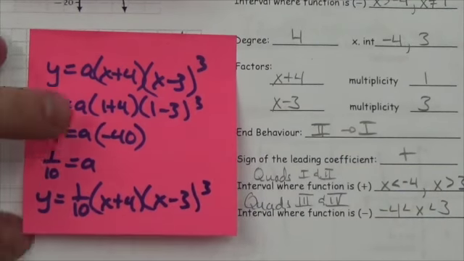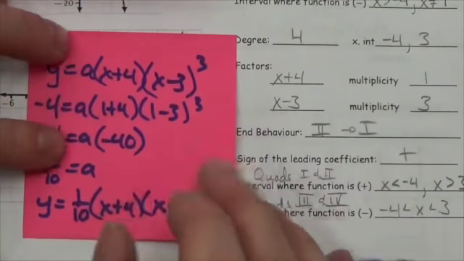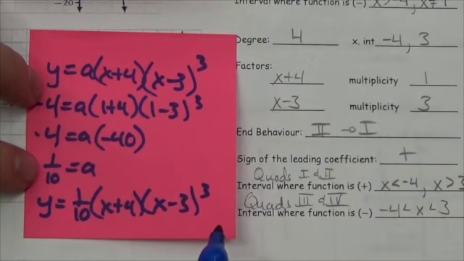Now that's the best guess. I'm not entirely sure if that was the intended point that's on that graph here, but that's the point that I used here. And it corresponded quite nicely with my prediction there that the leading coefficient was positive.